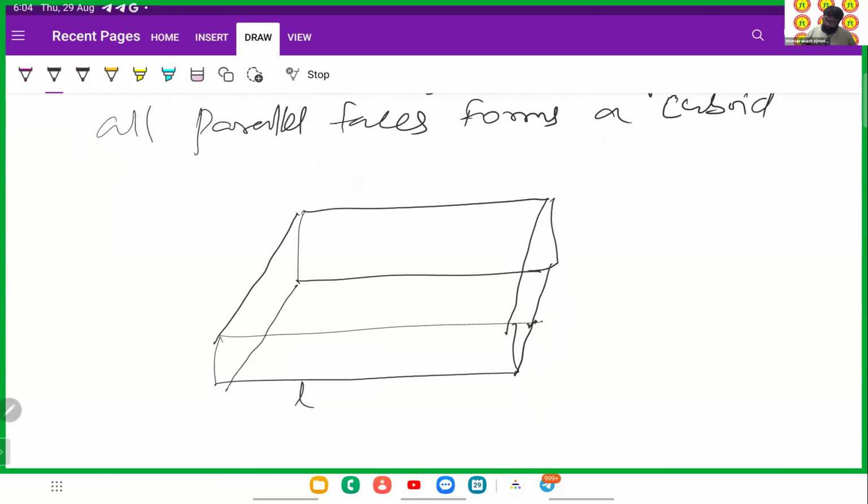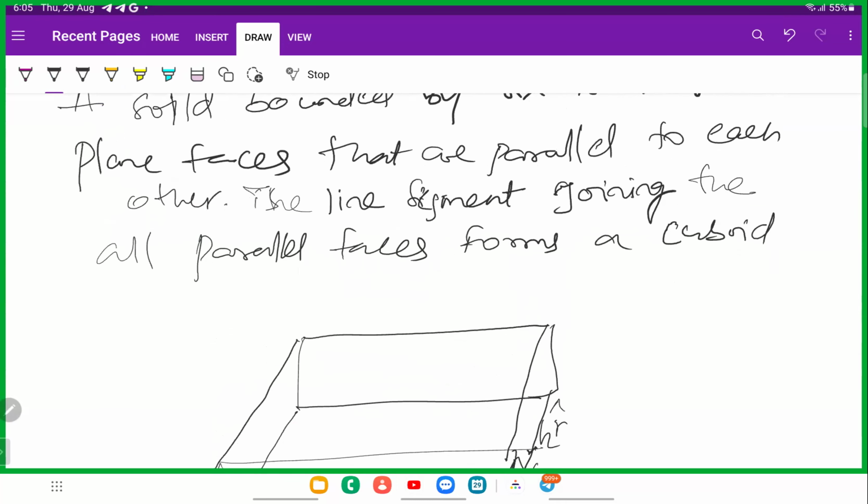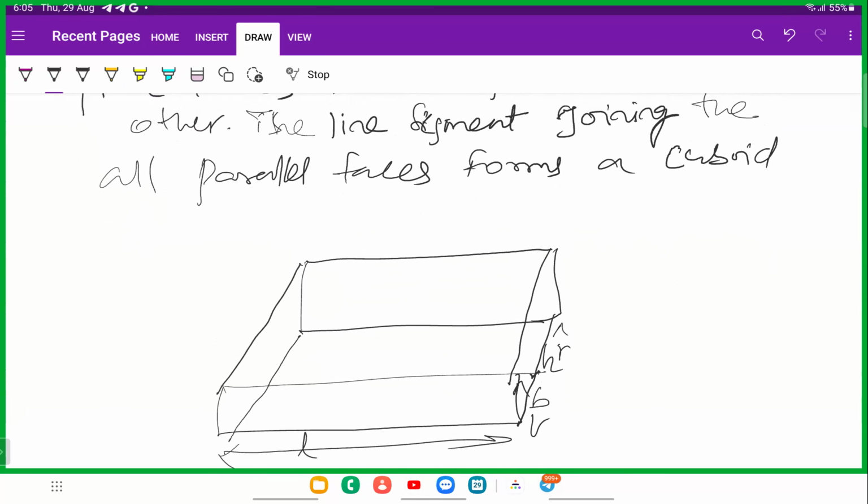Okay, so you have length, breadth and height. Sir, could you scroll up a little, just the last line? Yes, sir. So what is the volume for this? Volume is length into breadth into height, as my friend told.